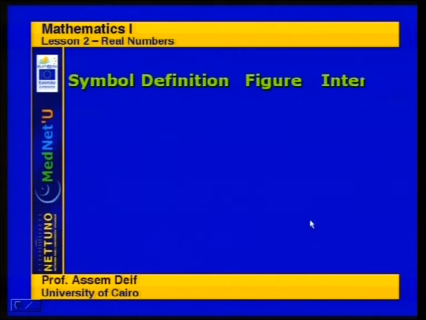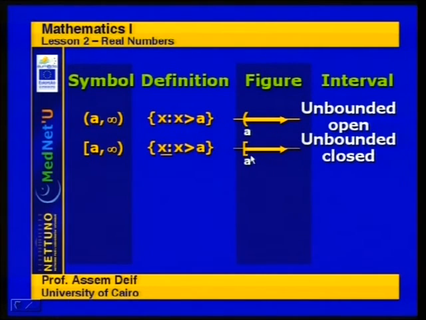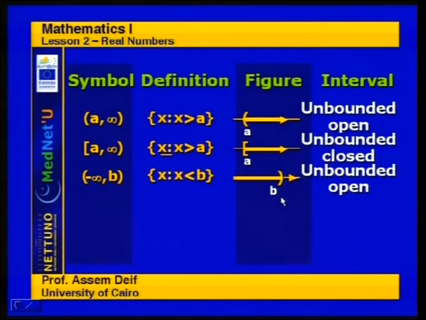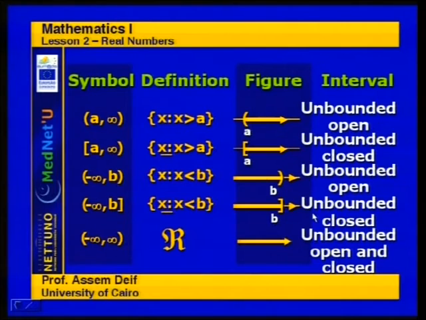And then comes also another form. For example, this one is unbounded because it goes to infinity, and it's open. On the contrary, this is closed from A, but it's an unbounded set. This one is also closed but unbounded, this is open but unbounded, and this one is closed but unbounded. And this set R, we call it closed and open at the same time. We'll see why in a while.